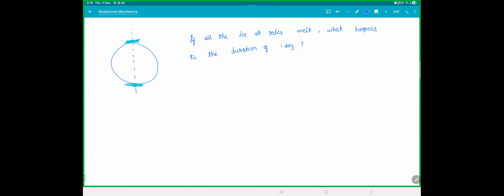Let's see. I know 1 day is 1 day only in terms of hours. So what is happening here? If all the ice melts here, what happens exactly? The whole thing will get distributed as water. So all the ice here, once it melts, the water will spread out. So even though the mass is the same, the moment of inertia increases.